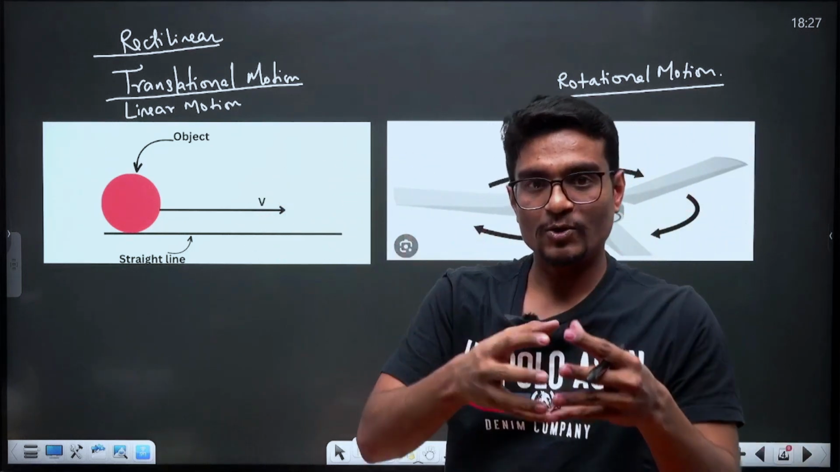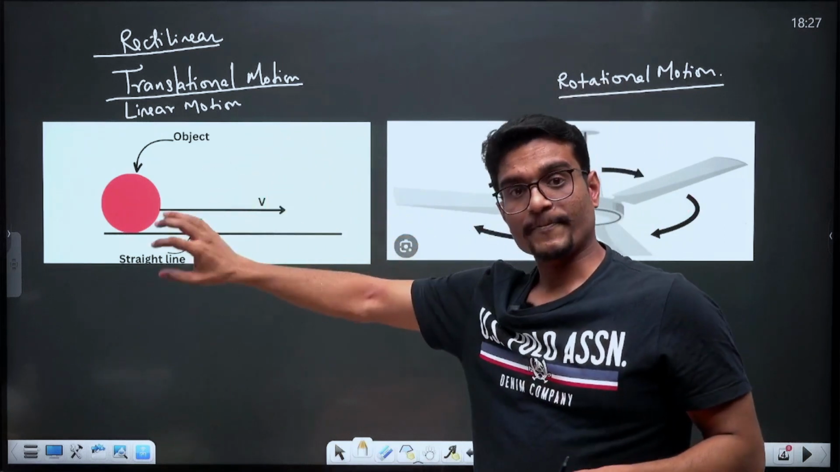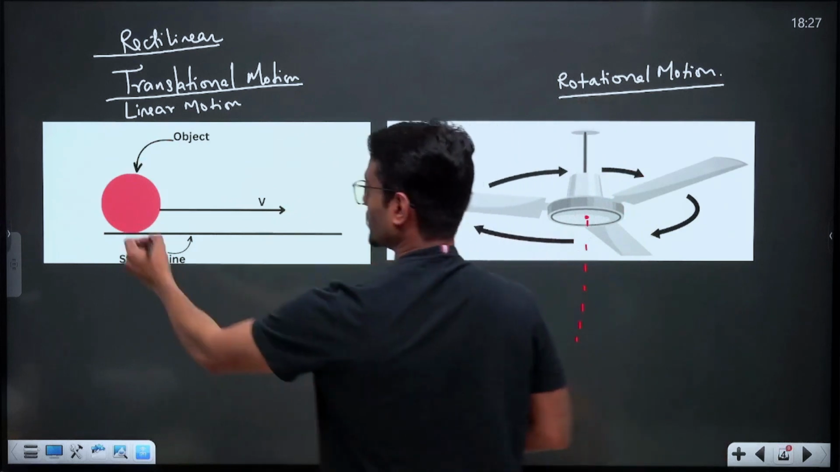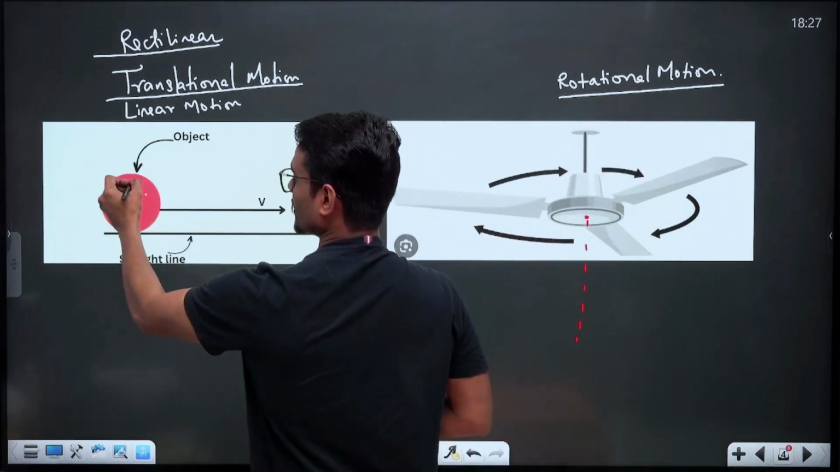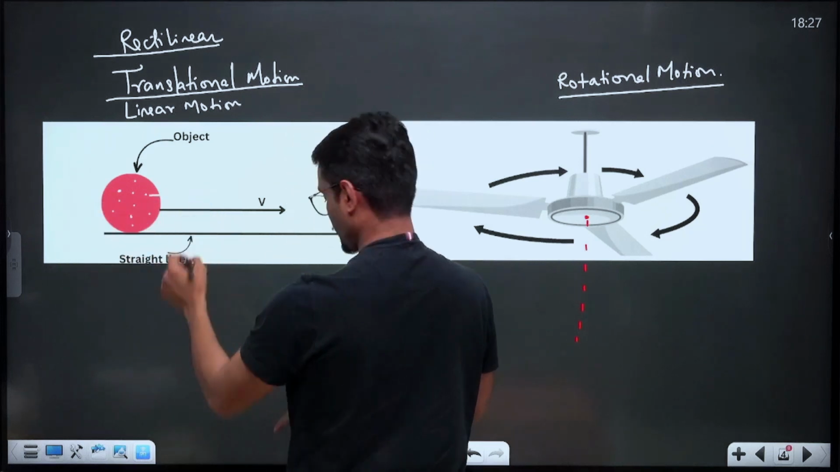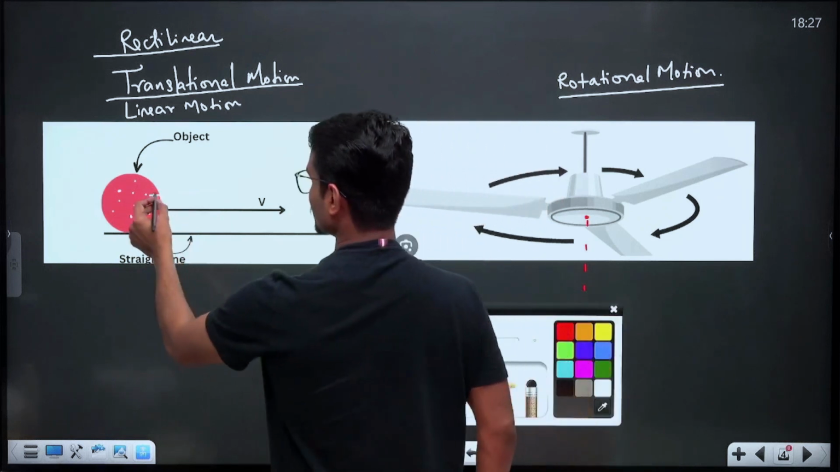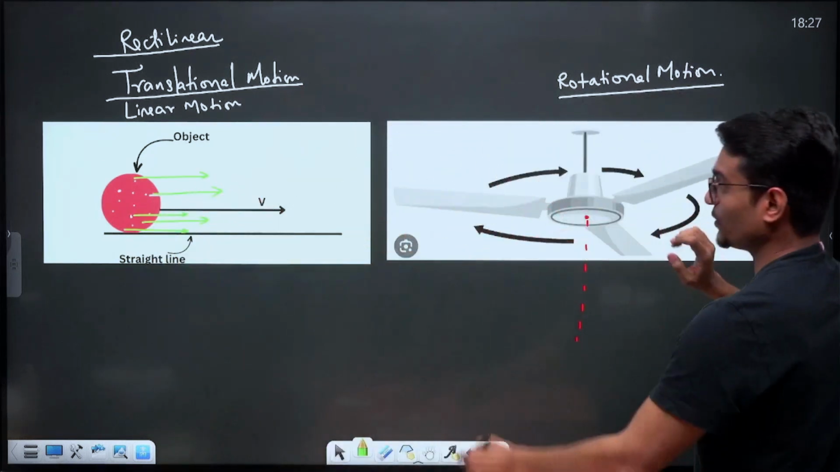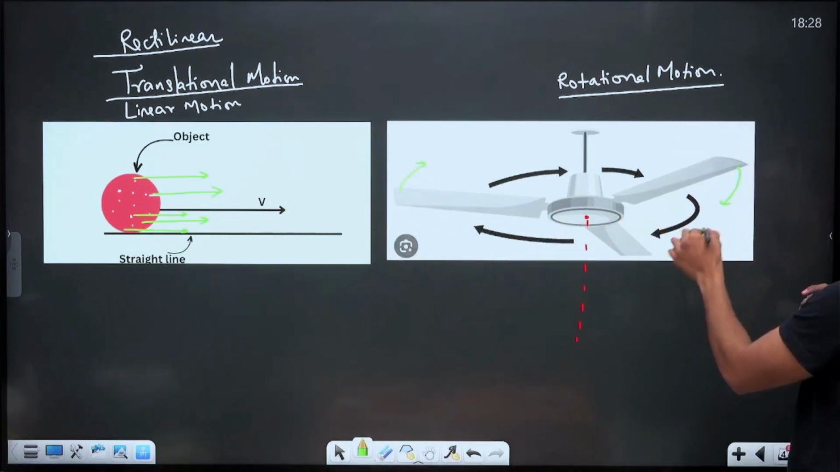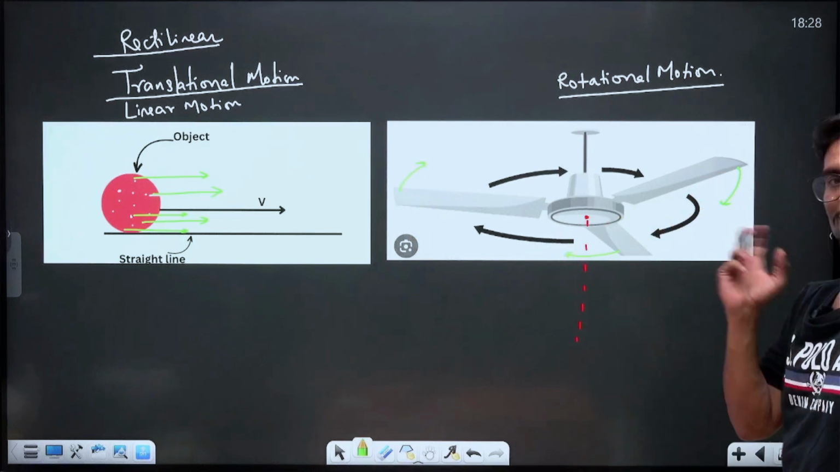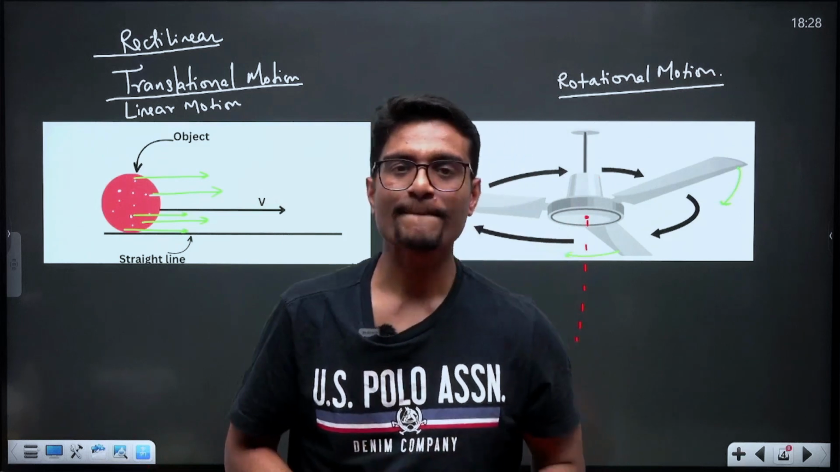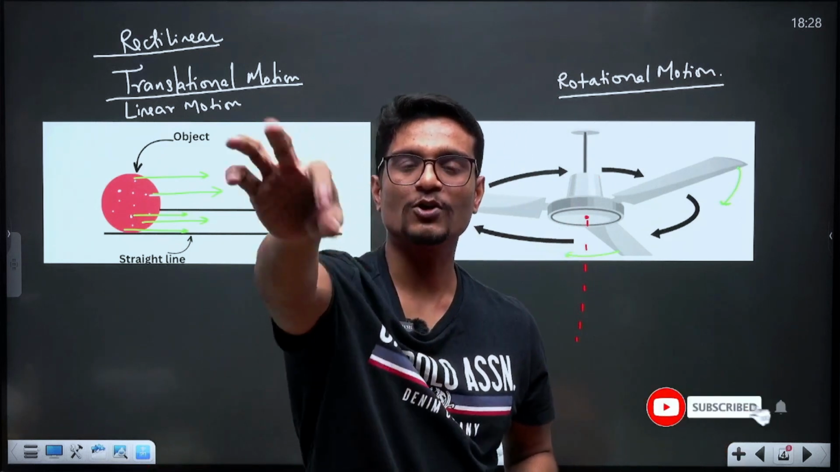You can take the notes that in linear motion or in rectilinear motion, what happens is all the points in the body all have the same direction. You can see all the points are moving in one single direction. This is a linear motion, and here you can see this particle is moving in this direction, while this particle is moving in this direction, and this particle is moving in some other direction. So all the points have different directions for the velocities. Even the magnitude is not the same.